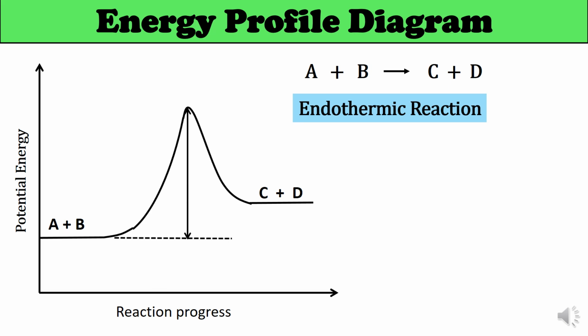Next, the potential energy difference between barrier and reactant labeled as activation energy EA, and the difference between potential energy of product and reactant labeled as enthalpy change delta H. So for endothermic reaction, delta H has positive value. So if the question gives a specific value, you need to write the specific value of delta H on the energy profile diagram.